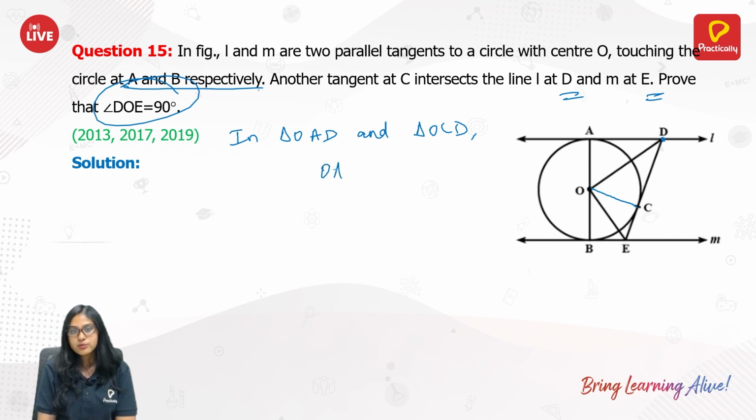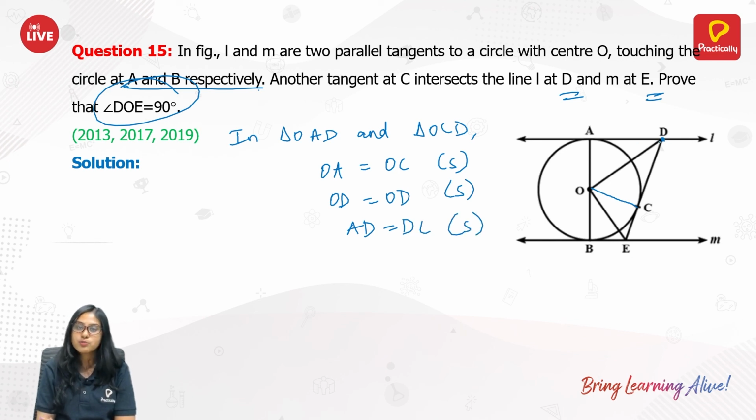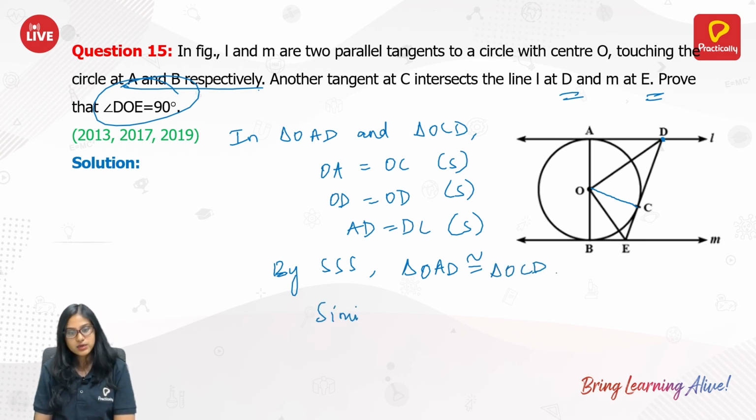Now let us just write them. OA equals to OC, side. OD equals to OD, side, and you know what else side is there? AD equals to DC. This is also side. Why? From external point, two tangents drawn to circle are equal. By SSS congruency, triangle OAD is congruent to triangle OCD. Similarly, triangle OBE will be congruent to triangle OCE.